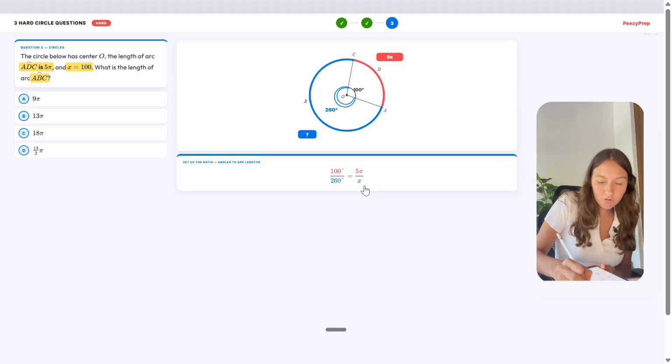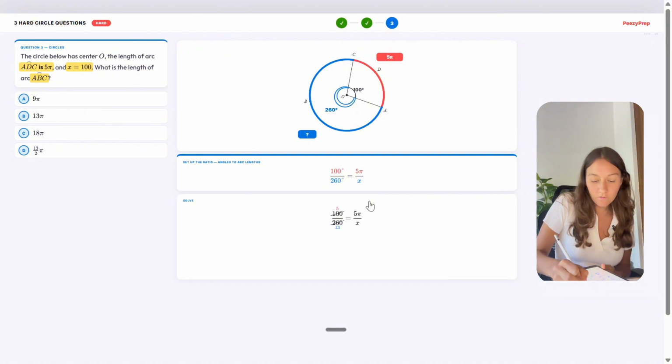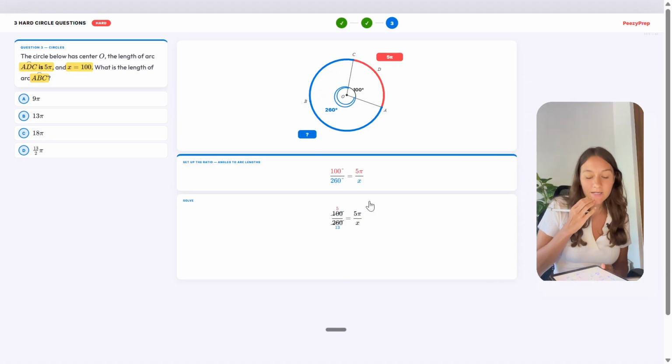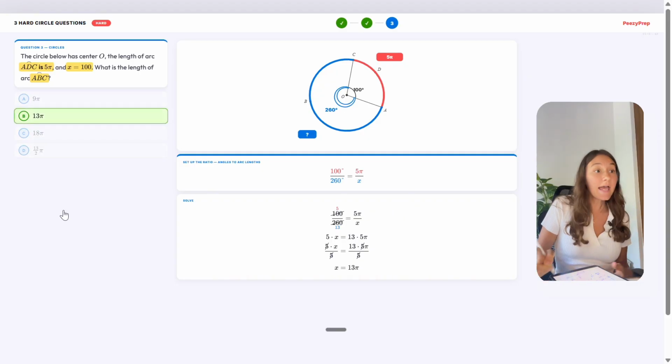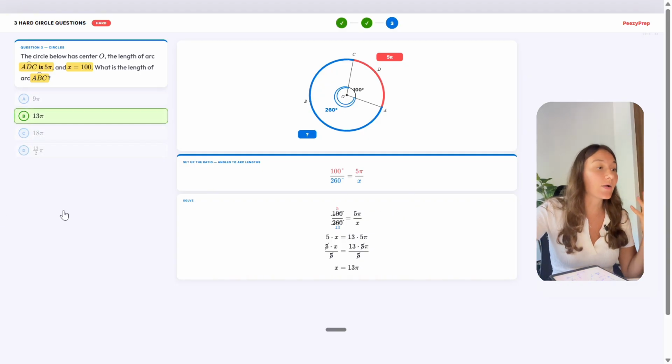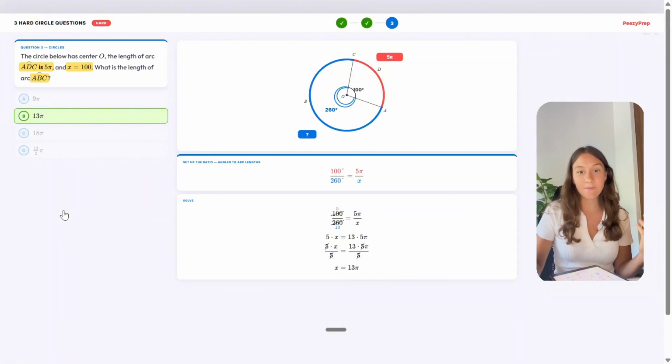So it's going to be 100, our degrees on one side, so 100 over 260 is the same as 5 pi over x. If I simplify 100 over 260, I know that's the same as 5 over 13, right? If we divide by 10, then divide by 2 again. Now I cross multiply, I get 5x equals 13 times 5 pi. Divided by 5 on both sides, I get x is equal to 13 pi. And x is my major arc, so answer choice B, 13 pi.